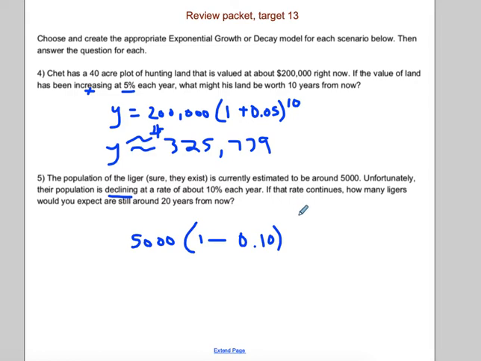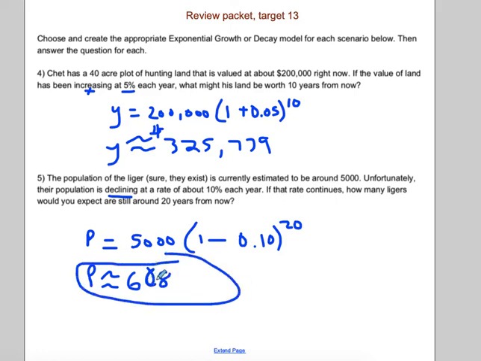How many would you expect after 20 years? So you'd have a 20 up in there. So the population is that, and then after 20 years, you get roughly around 608 or so. I think I rounded up for that one. Roughly 608 ligers.